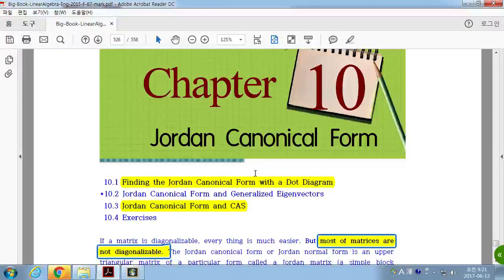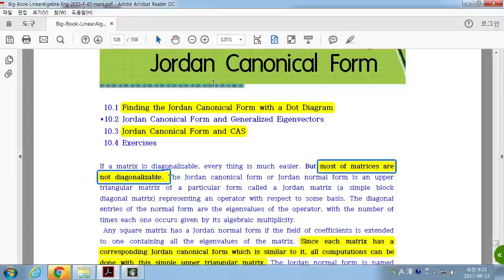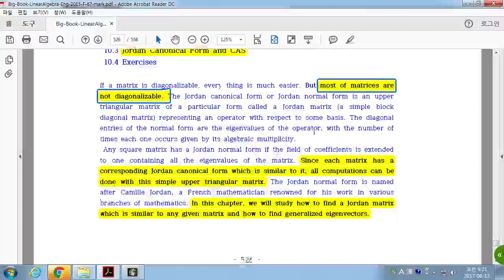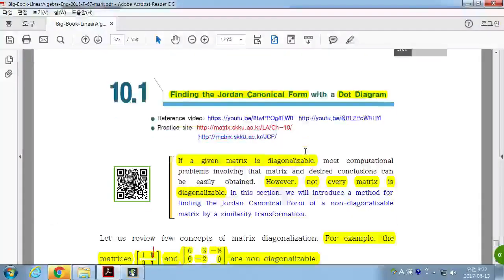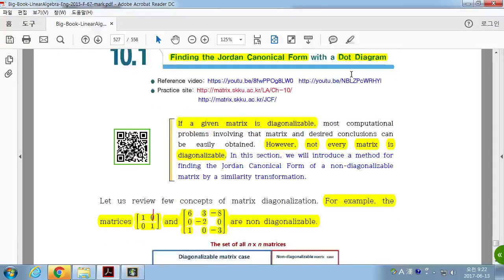Chapter 10, Jordan Canonical Form. In this chapter, we will learn sections 10.1 and 10.3: finding the Jordan canonical form with a dot diagram, and the usage of a computer algebra system to do those computations and draw the dot diagram. Section 10.1, finding the Jordan canonical form with the dot diagram.